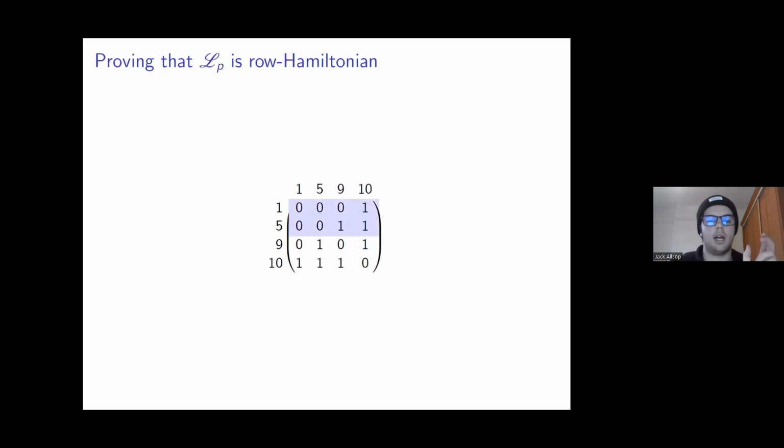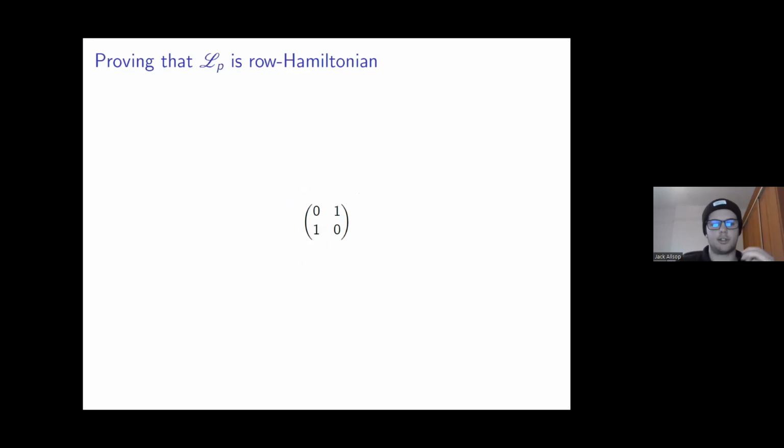So here, row 1 and row 5 agree on all columns except for column 9. So we delete row 5, row 9, and the same set of columns. And now we're down to a 2 by 2 matrix, and this has determinant 1 mod 2. So because we preserved the determinant mod 2 in this process, that means that the matrix A_p is going to have determinant 1 mod 2, and so it's non-singular over Z_2.